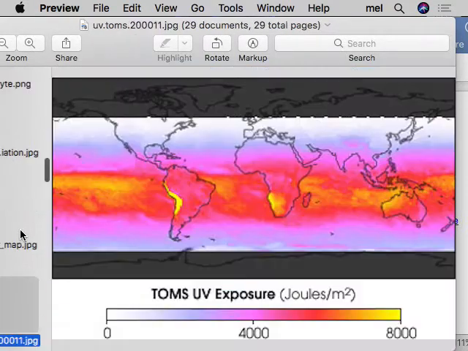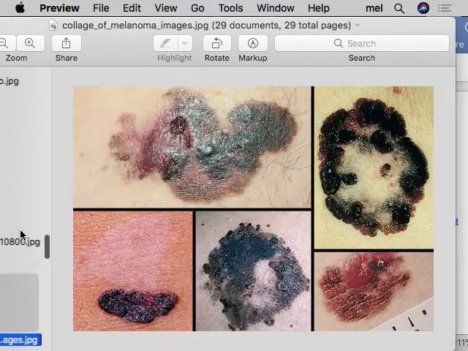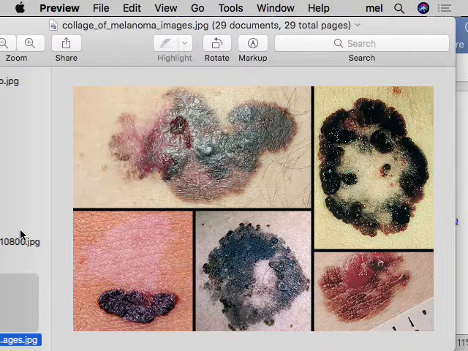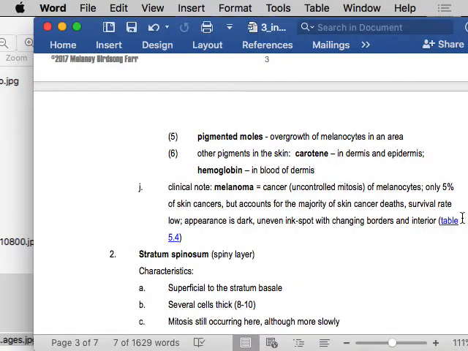And melanoma is nothing to mess around with. So these are all melanomas, okay? So melanomas, what they do is they start with melanocytes, and you have uncontrolled cell division of melanocytes. And melanomas only account for 5% of skin cancers, but they account for the vast majority of skin cancer deaths, because if you don't catch it early, it's already in some other tissue. It moves really, really quickly.